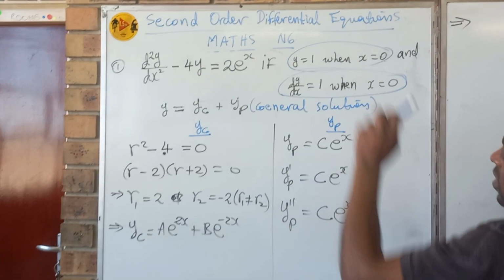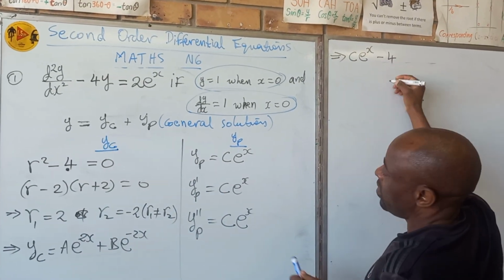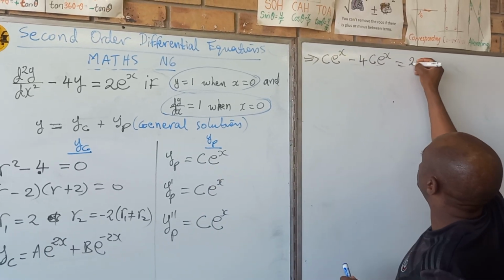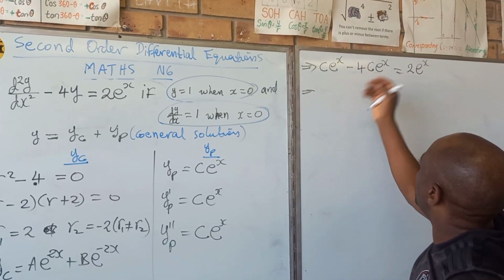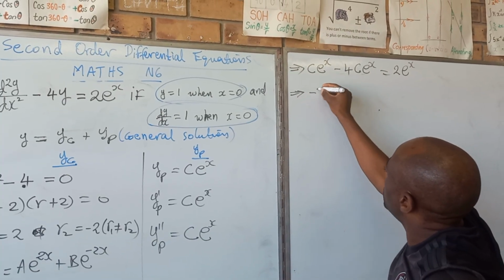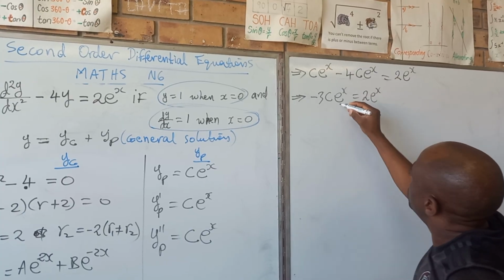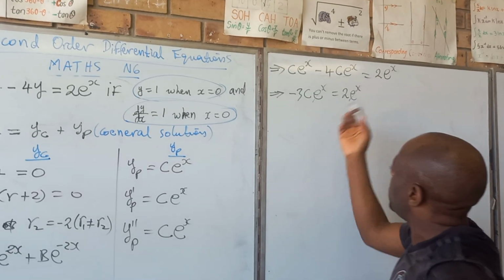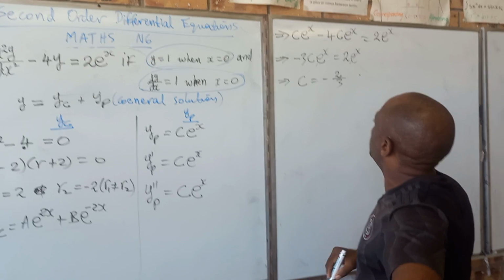So if we move on, the second derivative there will be replaced by c e to the power x, minus 4 times our function c e to the power x, is equal to the right hand side, which is 2 e to the power x. Looking at the like terms, it's 1c minus 4c. It will give me negative 3c e to the power x is equal to 2 e to the power x. You can see e appears on both sides, so e can take care of itself. Then I divide both sides by negative 3. It tells me that c is negative 2 over 3.